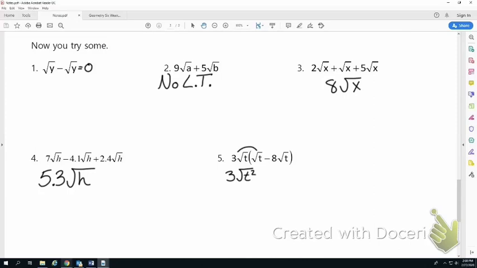T squared. Minus, what's 3 times negative 8? Negative 24. What is t times t? Okay. Are those like terms? Yes. What is 3 minus 24? Negative 21. Make sure you do not stop there. I've had a lot of people in the past that would stop right there, because can I simplify that anymore? Yes. What's the square root of t squared? So negative 21 t.